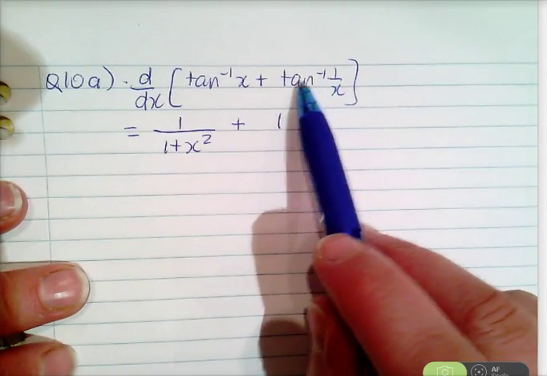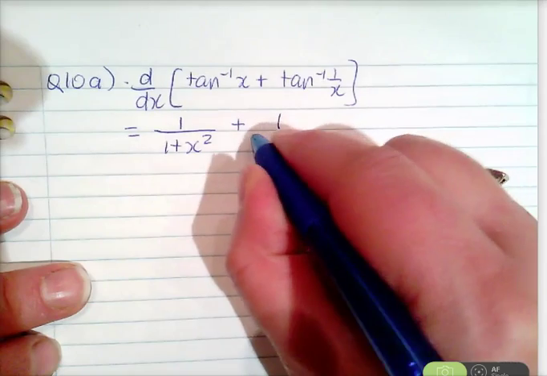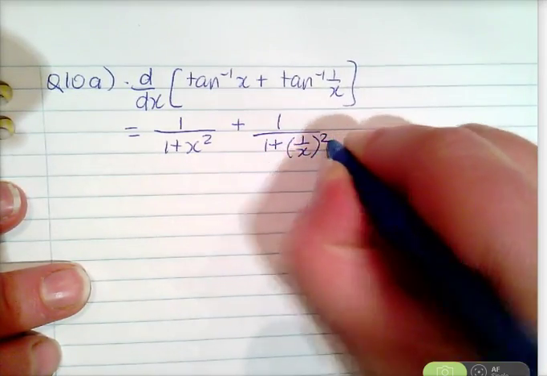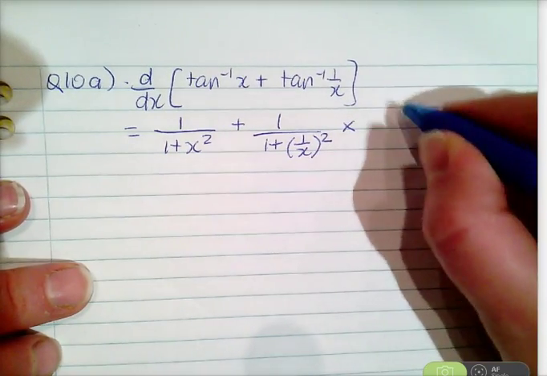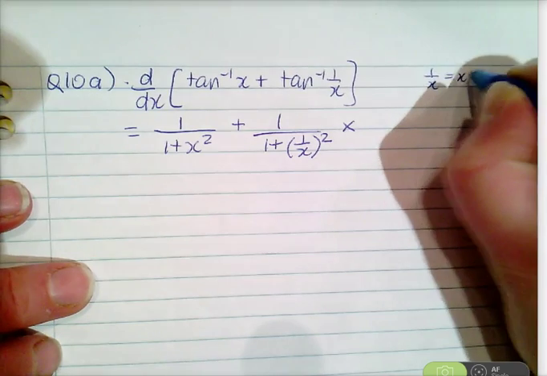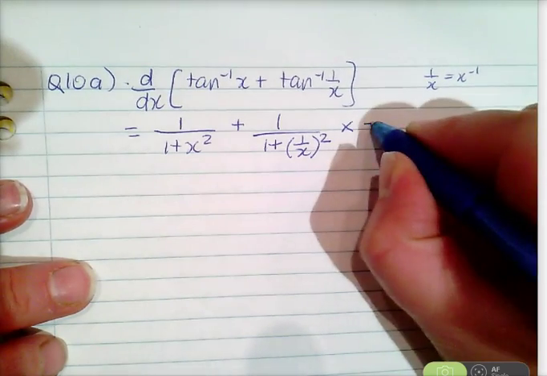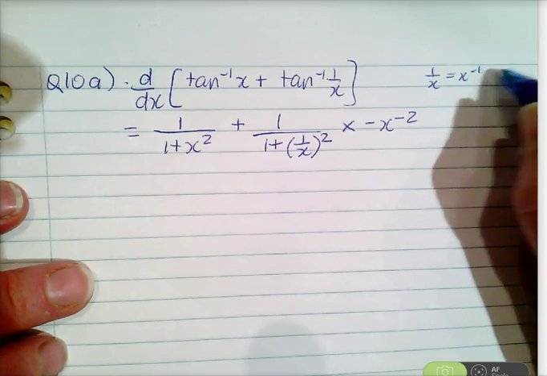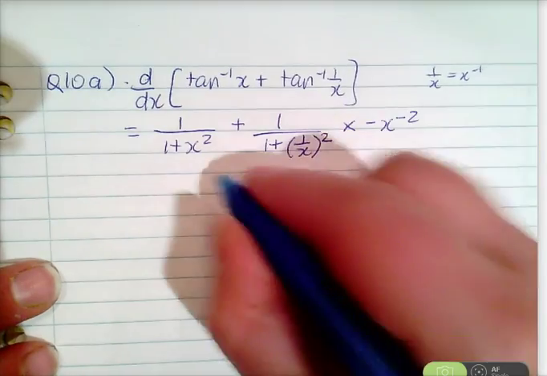well, that's going to be the derivative of the inverse tan of x to the negative 1. So it's going to be 1 over 1 plus 1 on x squared times the derivative of x to the negative 1. Now, remember, 1 on x is x to the negative 1. If you differentiate that, you bring the negative 1 to the front. So we get negative x, and we decrease this power by 1, so negative x to the power of negative 2.